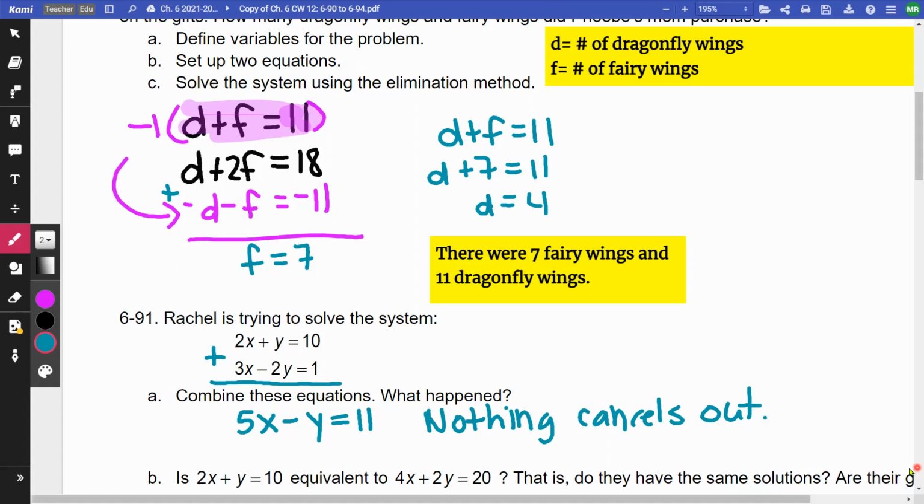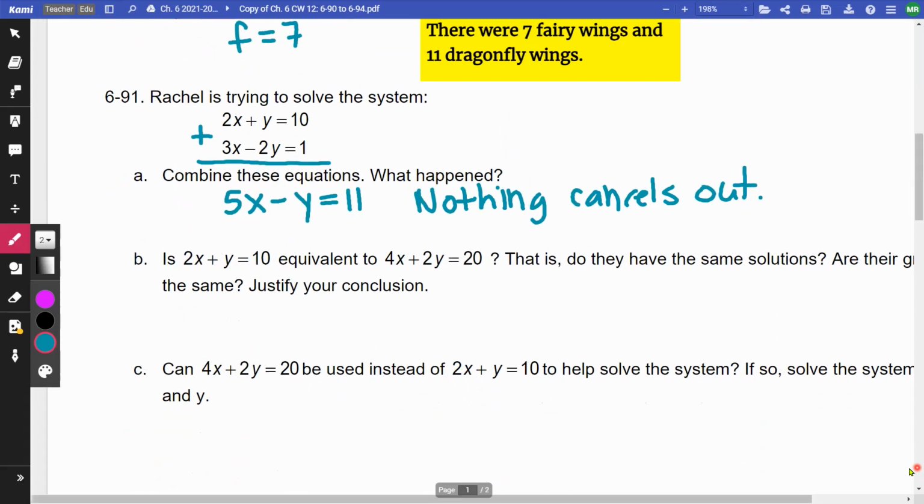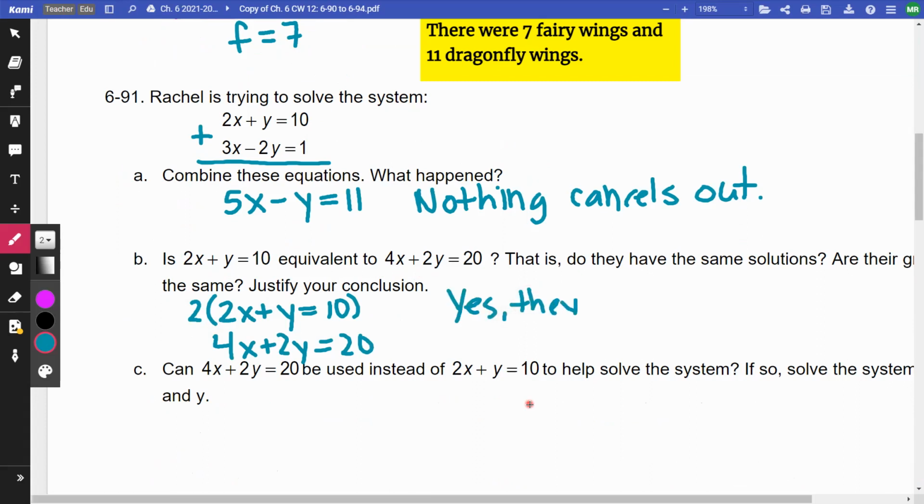So they're kind of introducing us to what I was showing us last week, where they're asking us 2x plus y equal 10. Is that the same as 4x plus 2y equal 20? Well, what you'll notice is if I was to take 2 times 2x plus y equal 10 and double it, I would get 4x plus 2y equal 20. So yes, they are the same equation with the same solutions.